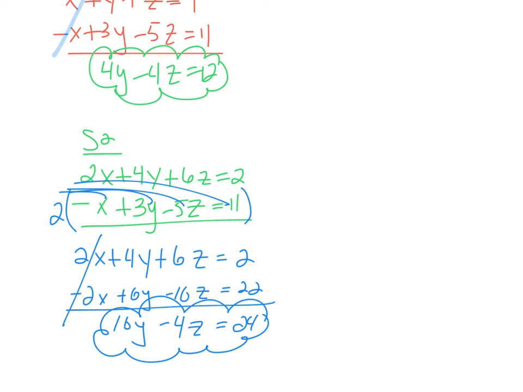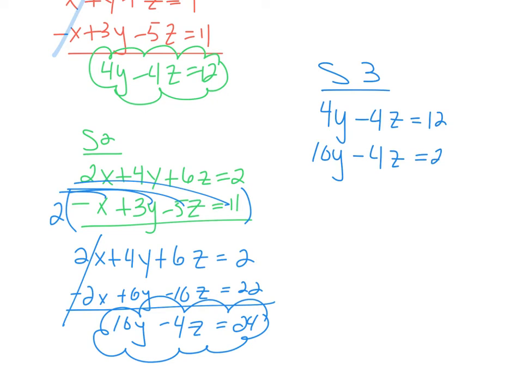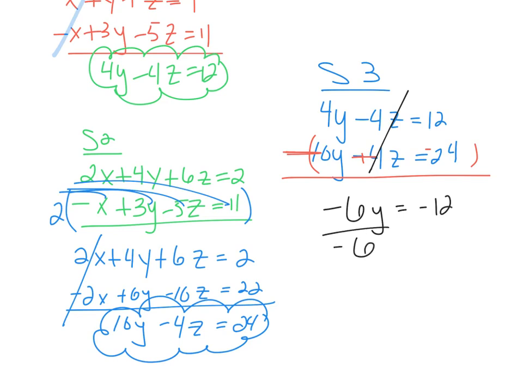And the reason why I cloud these is because in step 3 I'm going to use both of them. So I'm going to put them on top of each other. And 10y minus 4z. Now, what's great about this one is that the z's are almost ready to cancel. You just got to multiply the second one by a negative. So what that'll do is I'll change all these signs, and I can cancel out the z's now. I'll get negative 6y equals negative 12. Divide by negative 6, and what is great here, y equals 2.